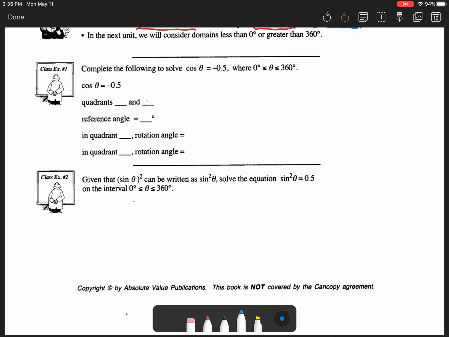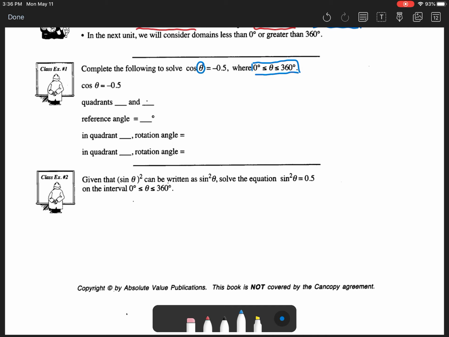Okay, so right into question 1, it says, complete the following to solve cos of theta equals negative 0.5. This time my domain is 0 to 360 degrees. So again, I'm in degrees, not radians. This means I'm looking in all 4 quadrants, right? 0 degrees all the way to 360 means I can look in quadrants 1, 2, 3, and 4.